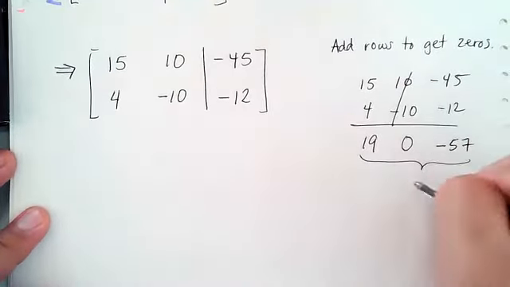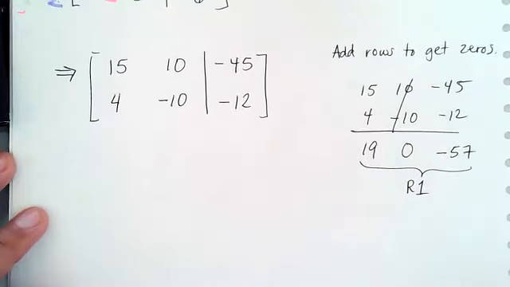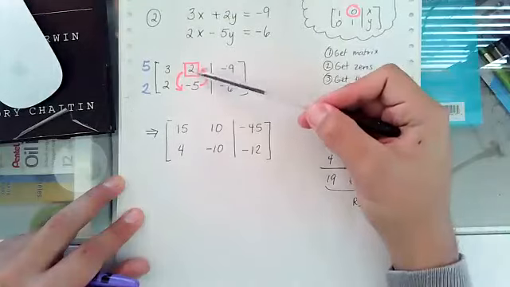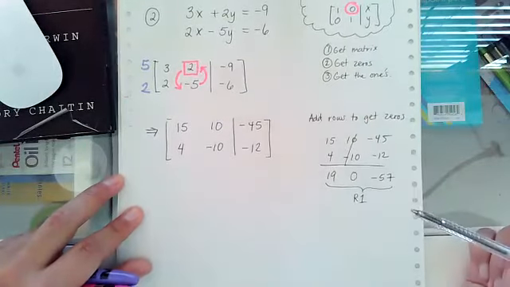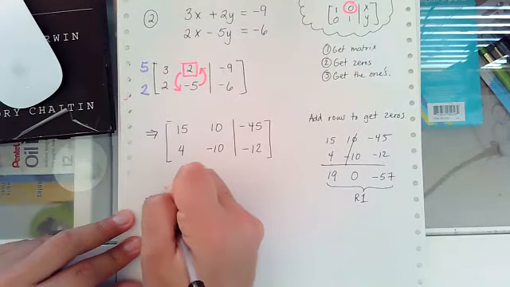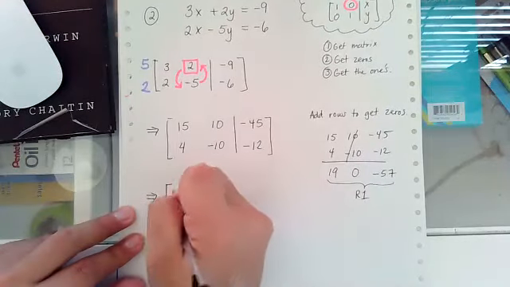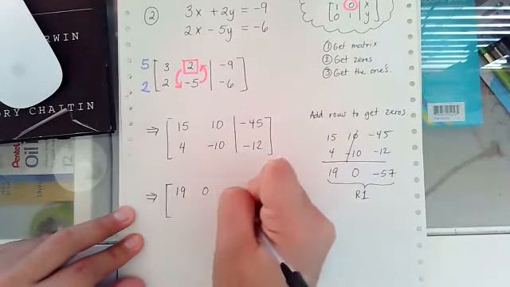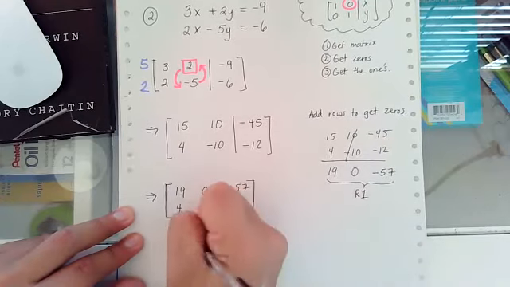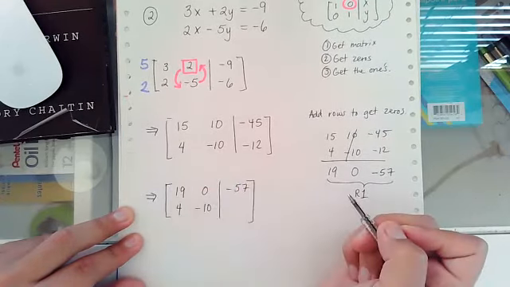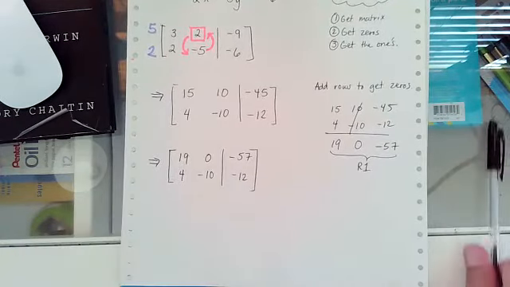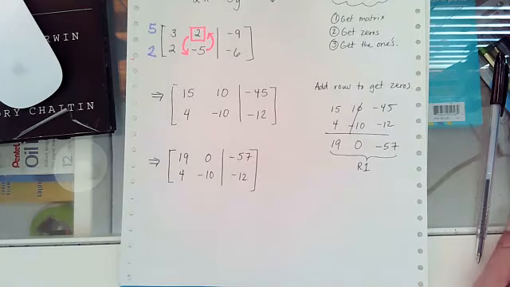This will be row 1 because that's where I'm trying to get a 0. So we have 19, 0, -57, and 4, -10, -12. Any questions up to that point?